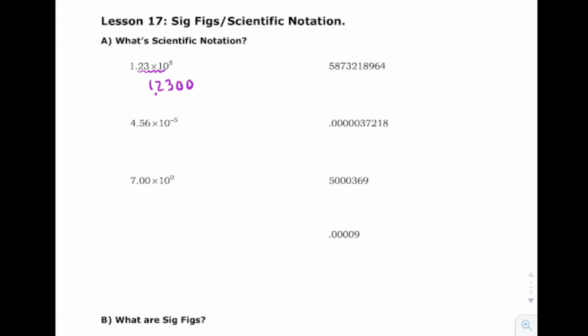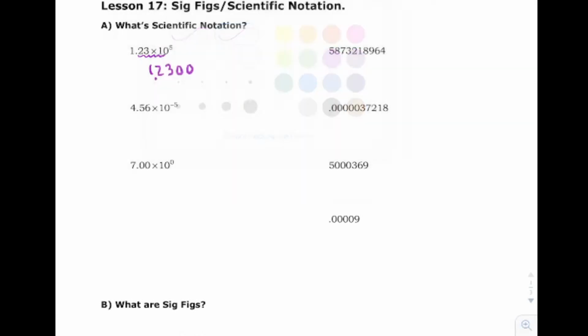Cool. Whoops. Hey, put that 0 back. There we go. So the decimal's not there either. Okay, 123,000. So move the decimal to the right 5 places.